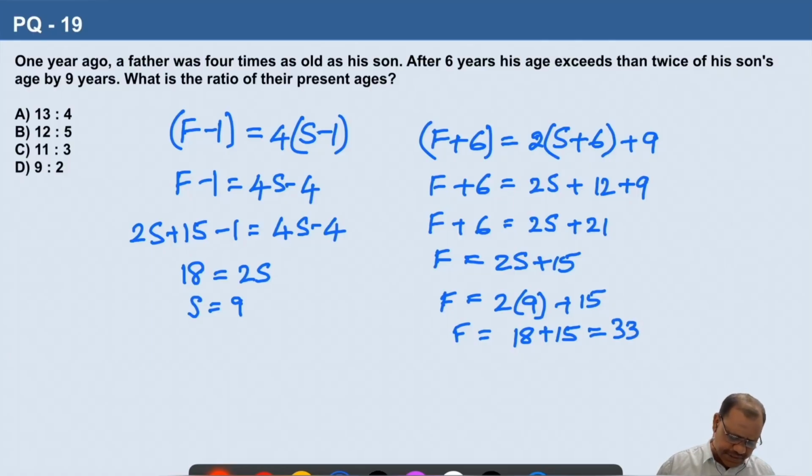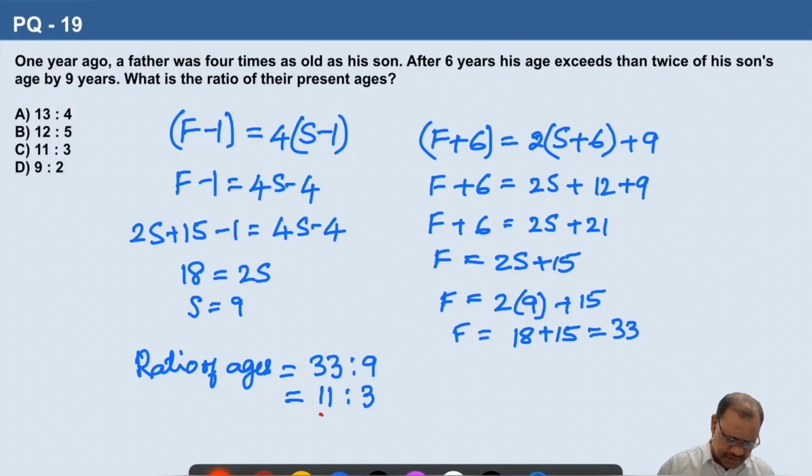So the ratio of ages. Father 33, son is 9. If you simplify, 3 11s are 33, 3 3s are 9. So the ratio is 11:3. So the correct answer is option C.